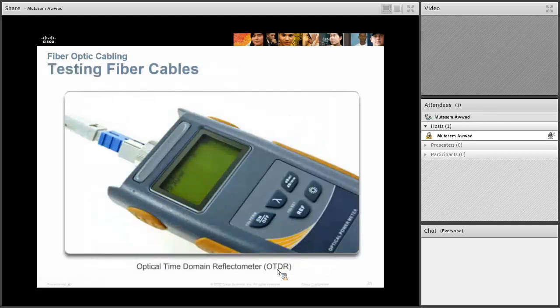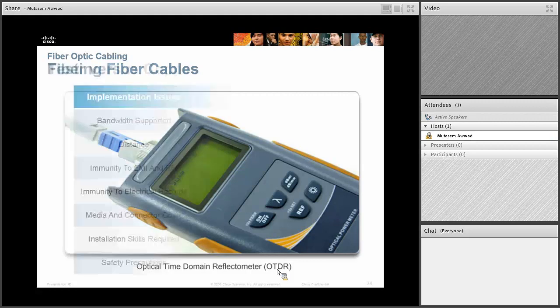All right, you may have the OTDR, the optical time domain reflectometer. This is the tester for fiber optic cables. These devices are very, very expensive, by the way. They can go up north of thousands of dollars.